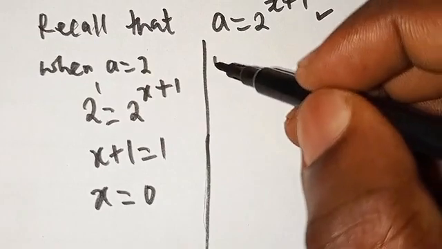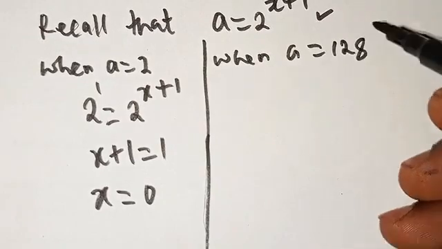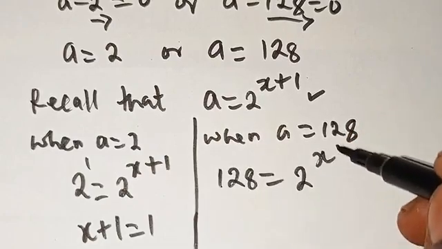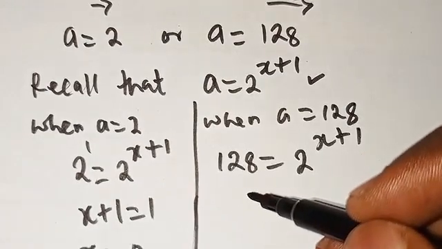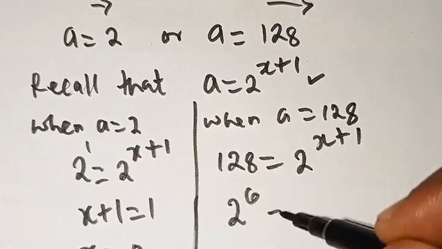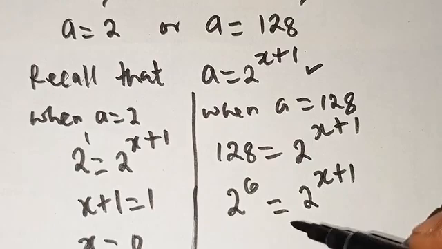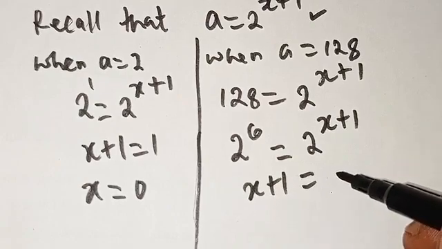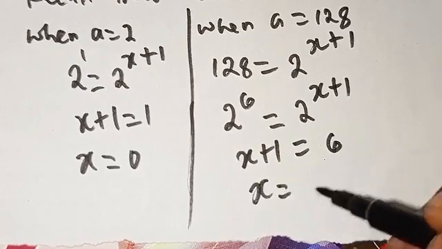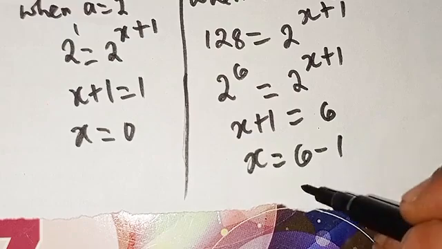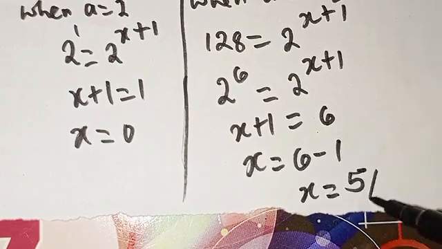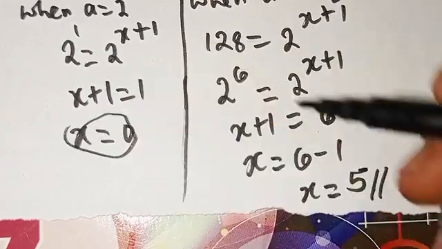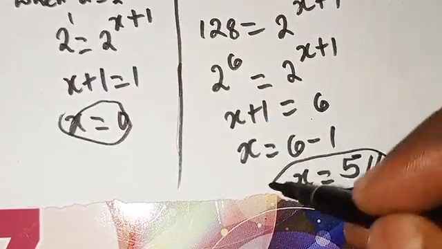Then the next one, when a is 128, we can see that we have 128 equals 2 to the power x plus 1. So now we can write 128 in index form as 2 to the power of 6 equals 2 to the power of x plus 1. Since we are having the same base, we are going to equate the exponents. We're going to have x plus 1 equals 6. Then we have x to be 6 minus 1, so x equals 5. Therefore, we have the two solutions to this problem: x equals 0 and x equals 5.